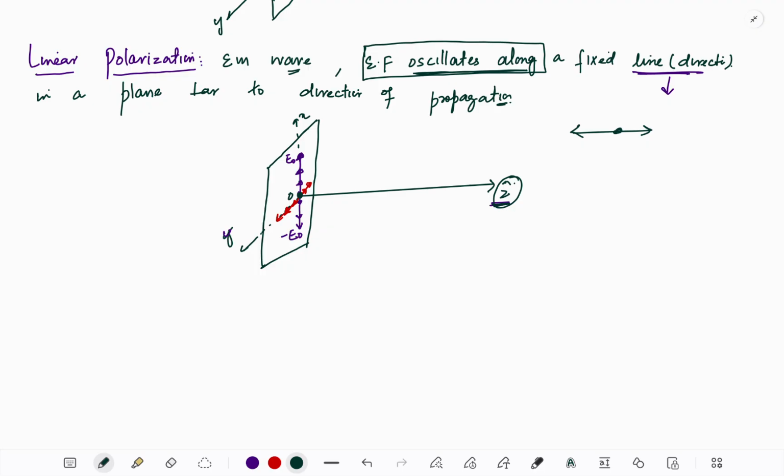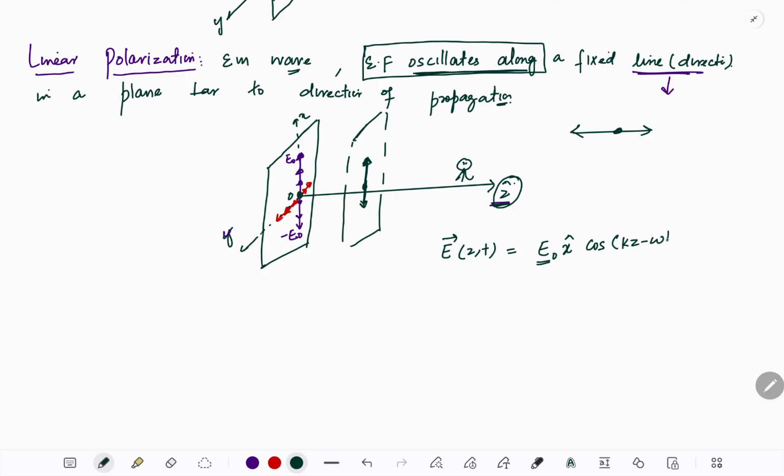So if you stand here and look at some point on the xy plane, what you will see is the electric field going up and down along a straight line. This is the important condition, very important condition. Since we have understood a lot about electromagnetic waves, the electric field would be given by, propagating along the z direction, E naught, and the direction of this E naught, the maximum value, is along the x-axis, cos of kz minus omega t.